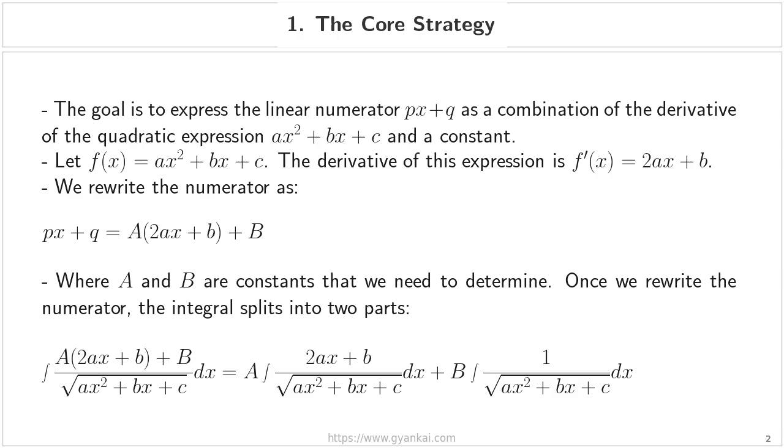Notice how this separation is crucial. The first integral, with 2x plus b in the numerator, will be solvable using a simple substitution, as we'll see on slide 3. The second integral, with just a constant 1 in the numerator, is a standard irrational integral that we've likely encountered before. So, by strategically rewriting the numerator, we've transformed a tricky integral into two much more manageable ones. This is the heart of the method, and we'll build on this in the following slides by actually finding those constants, A and B, and solving the resulting integrals.